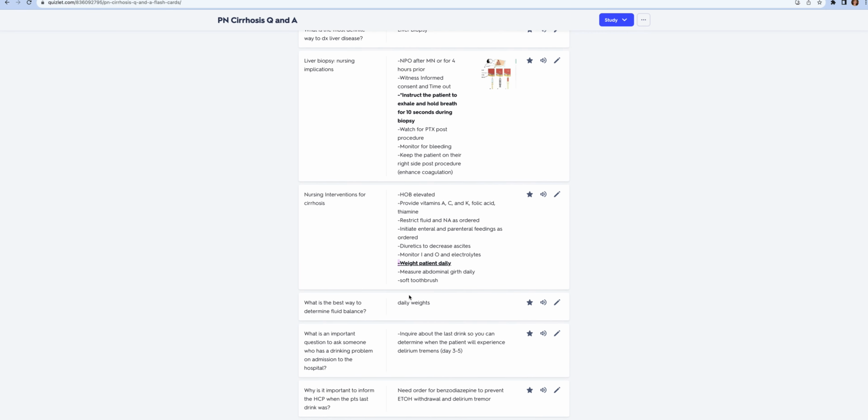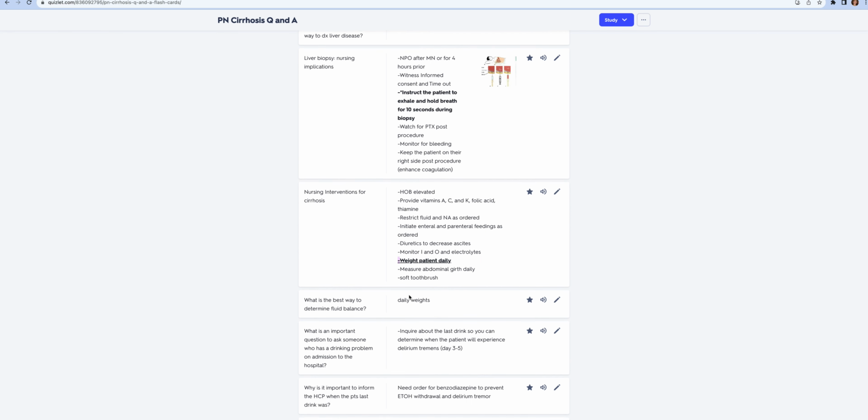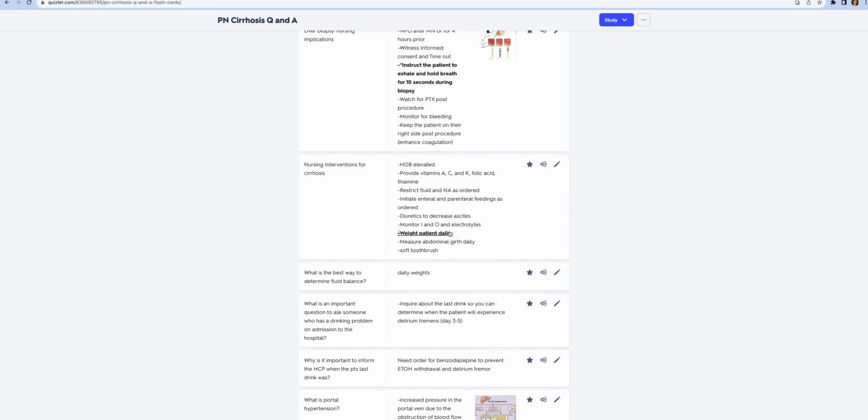Nursing interventions. Okay. So you want to keep the head elevated because patients often have a big belly, and I haven't talked about that yet, but they get what's called ascites, so they have difficulty breathing, so you want the head of the bed up. Restrict fluid and sodium as ordered. Now, fluid restriction is for people circling the drain, but definitely a sodium restriction for cirrhosis just to decrease ascites. And they'll be on diuretics.